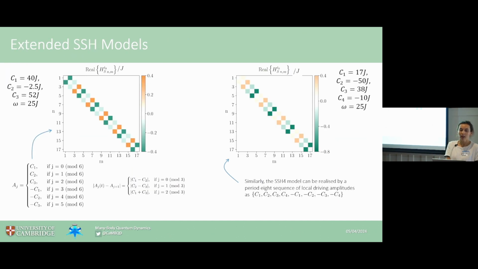We can also quite naturally, with this scheme, extend to higher-order SSH models like SSH3 and SSH4 models, and these are characterized by repeating tunneling elements that follow a period 3 or 4 sequence, respectively. We can do this just by choosing our driving amplitudes in such a way that the relative changes follow some period 3 or period 4 sequence. And this is something that would be impossible to do with a stationary optical lattice, but it is something that we can quite easily do with this local modulation scheme.